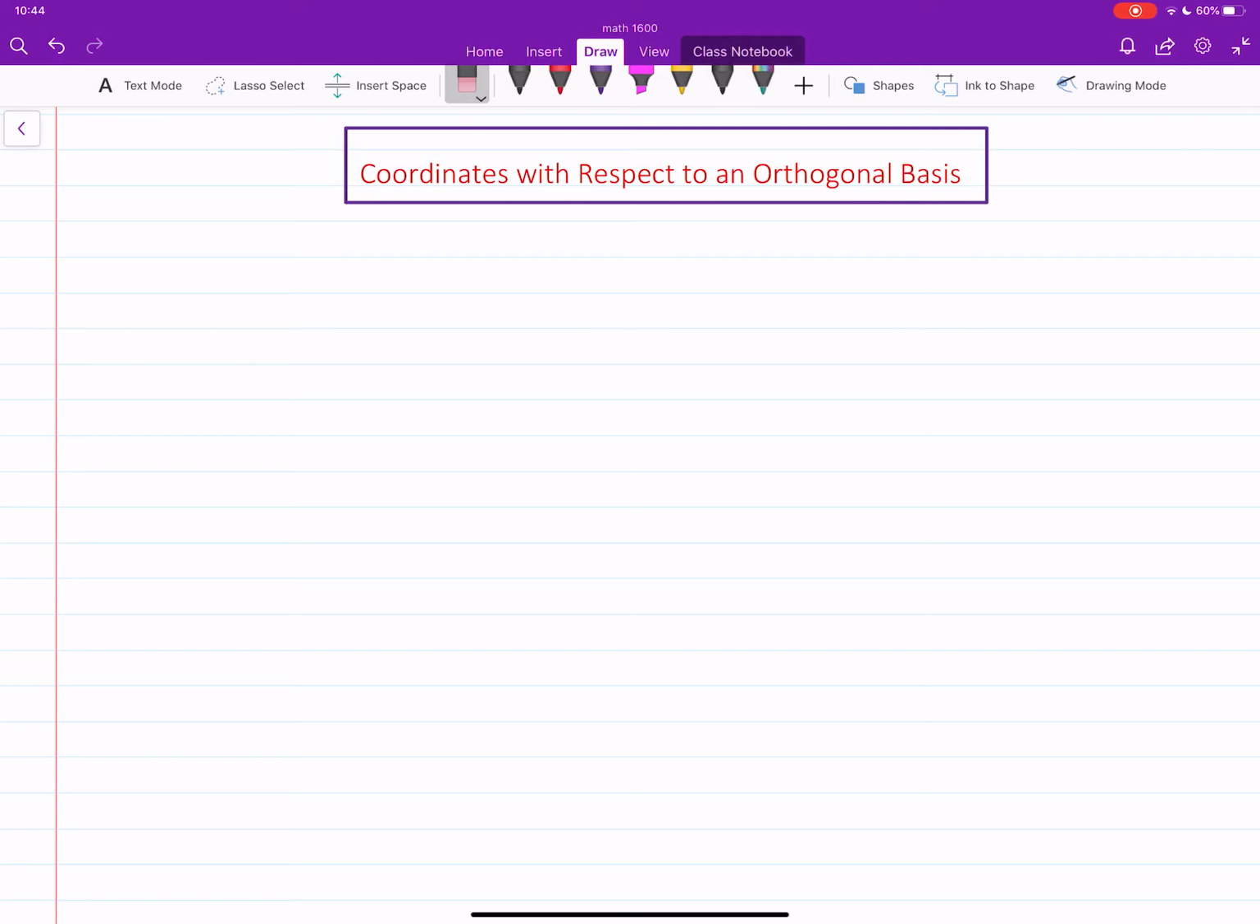Hi, in this video we will study an important property of orthogonal bases. We will see that writing a vector as a linear combination of vectors of an orthogonal basis is very easy. We have an explicit formula for the coefficients of this linear combination. Well, let me start with an example.